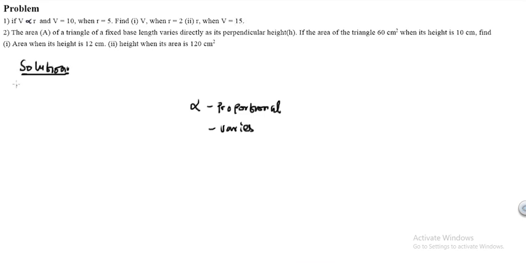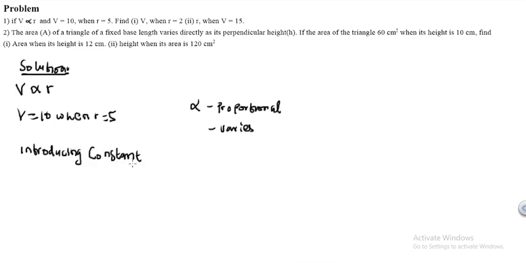So solution, if V varies directly as R and we are told that V is equal to 10 when R is equal to 5. Now, one of the first things we want to do is to convert this proportionality sign into equal to. A way to do that is to introduce a constant. I can name my constant anything. It can be C, it can be H, it can be W, it can be B. But for this case, let's say introducing constant K. To transform this to an equation, I'll now say V is equal to KR.